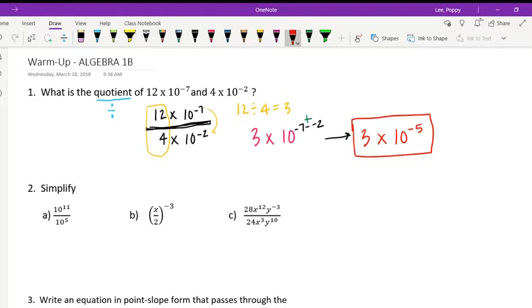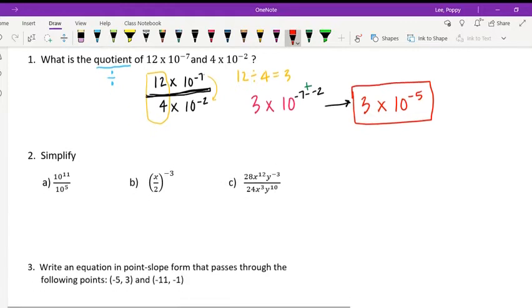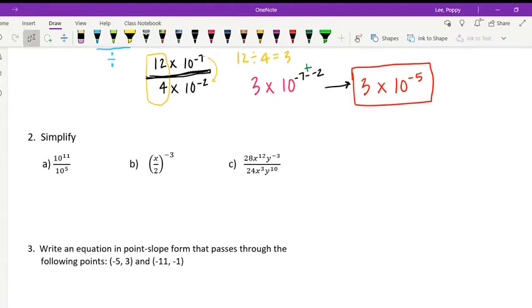So there's number 1. Number 2, simplify part A. Remember to keep the base the same and subtract your exponents. Pause and do that one now, please. So we're going to keep that base of 10 the same, and we're going to do 11 minus 5. So 10 to the 11 minus 5 is 10 to the 6th power. This one did not say find the value, so we're going to leave it just like that using the exponents.